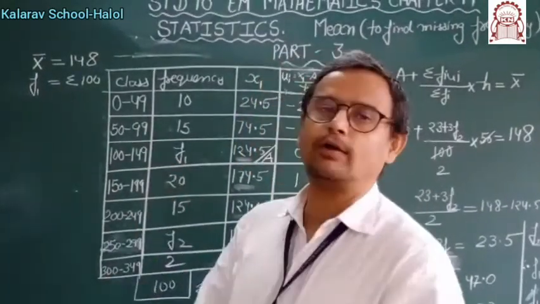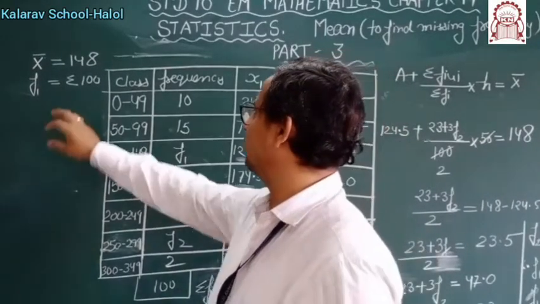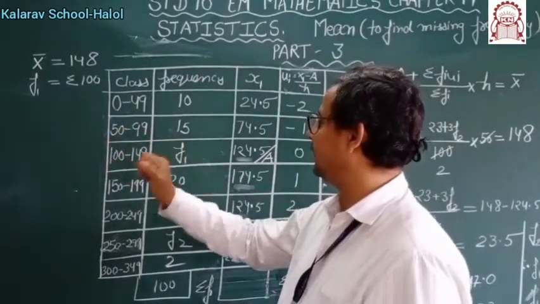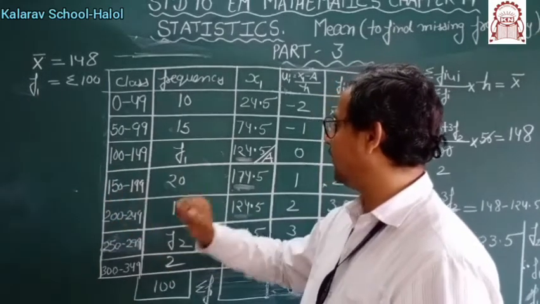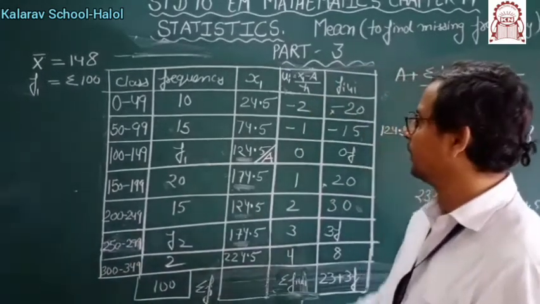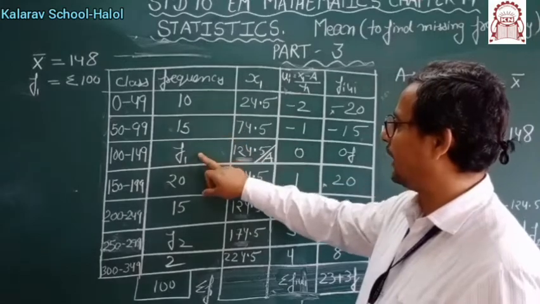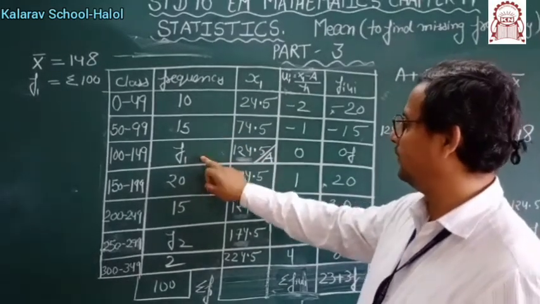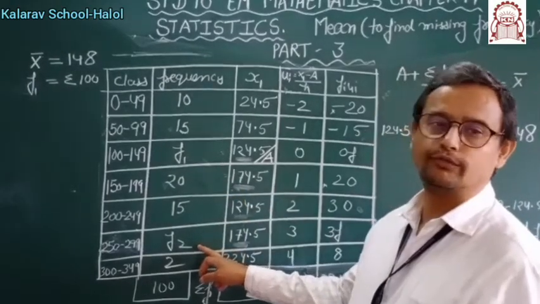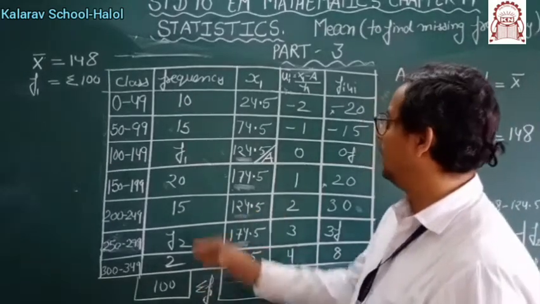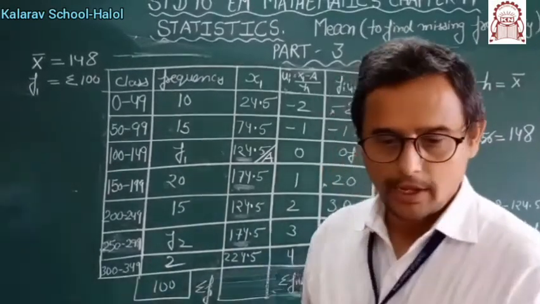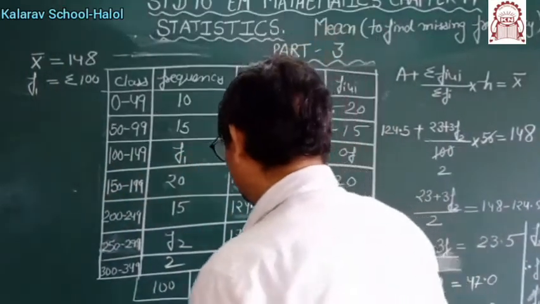Okay, here mean is given, mean is 148, and frequency is also given, the frequency is 100. Now classes are 0 to 49, 50 to 99, 100 to 149, 150 to 199, 200 to 249, 250 to 299 and 300 to 349. And these are the frequencies: 10, 15, F1, this is missing, you don't know, you have to find it. 20, 15, F2, this one is also missing, you have to find, and this is 2, and the addition of all this is given, 100.